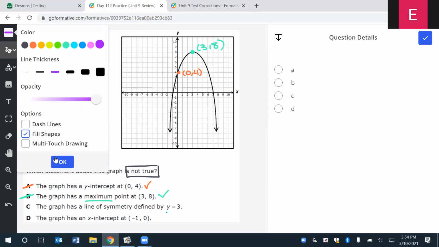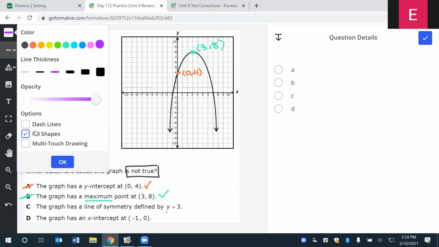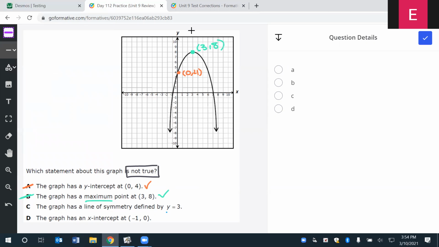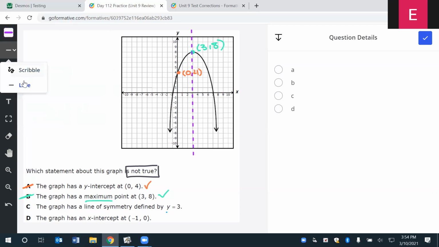Next one, option C. The graph has a line of symmetry defined by y equals 3. So I'm gonna draw my line of symmetry because remember, it is going to be a line that cuts through the middle. So that's my line of symmetry. And when you draw it, you can see that it crosses at the 3, but it doesn't cross the y-axis at the 3. It crosses the x-axis at the 3. So this is wrong because this should say x equals 3. So this is not true.